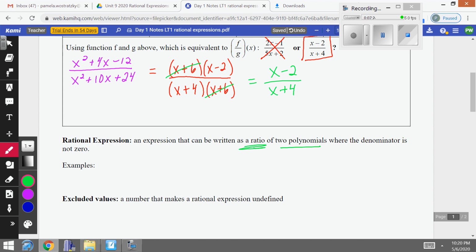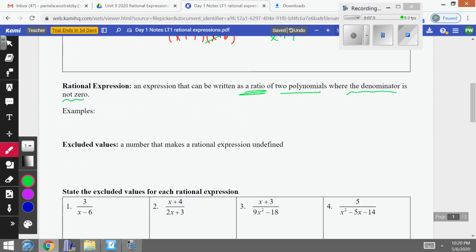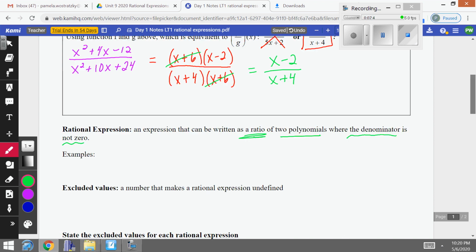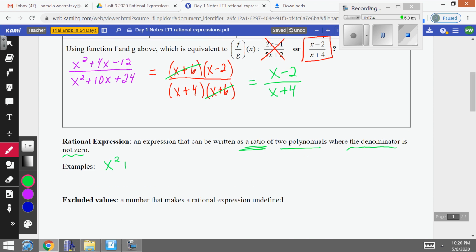Here's another key part though. It says where the denominator is not 0. That's going to be really important on these because when we think about dividing, remember one of our big rules is we cannot divide by 0. So just a couple examples of what a rational expression is. What we just did up here, x squared plus 4x minus 12 over x squared plus 10x plus 24. That is an example of a rational expression.